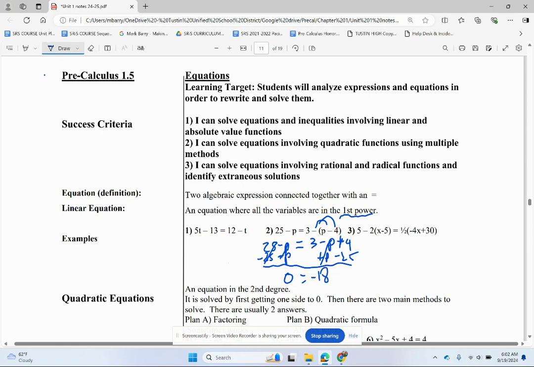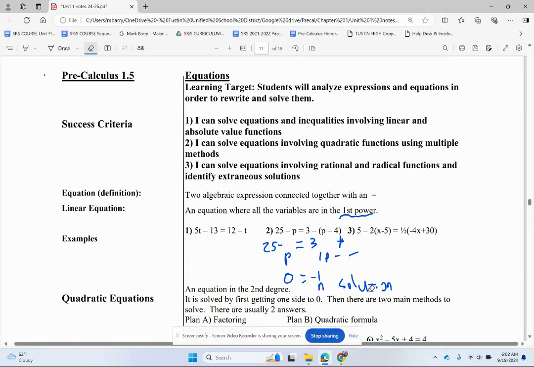Now, when all of your variables cancel on these ones, if it leaves you with a true statement, then it's infinitely many solutions. If it leaves you with a false statement, which I would say this is a false statement, 0 does not equal -18, then that's going to be no solution. Okay, let's take a look at number 3 then.